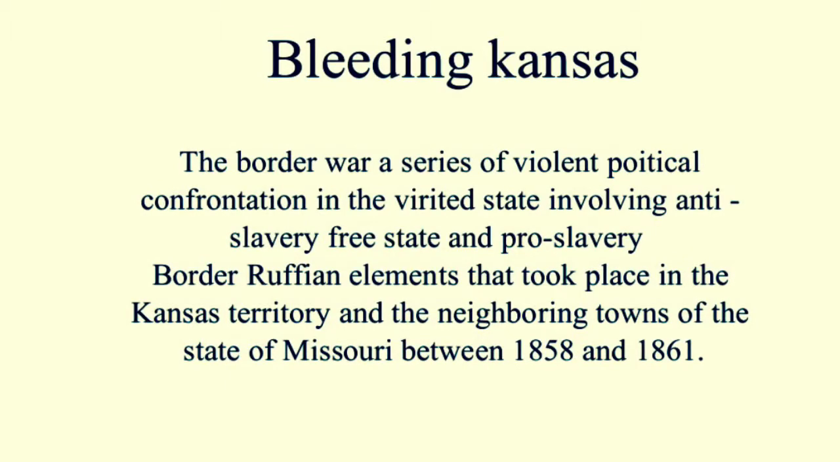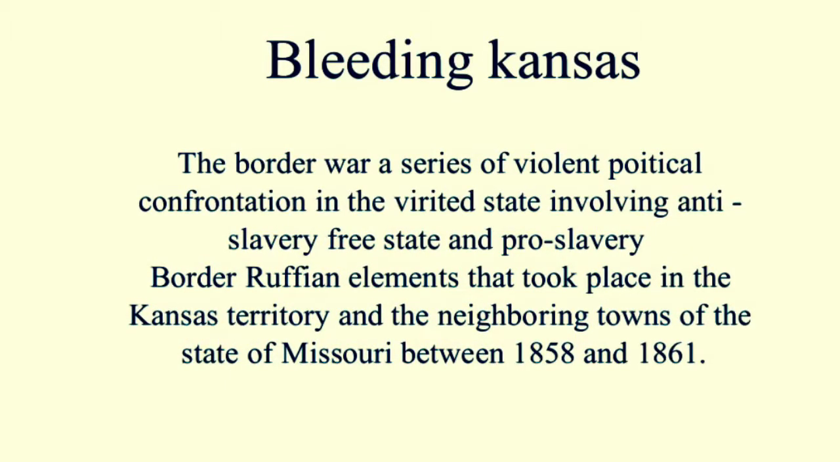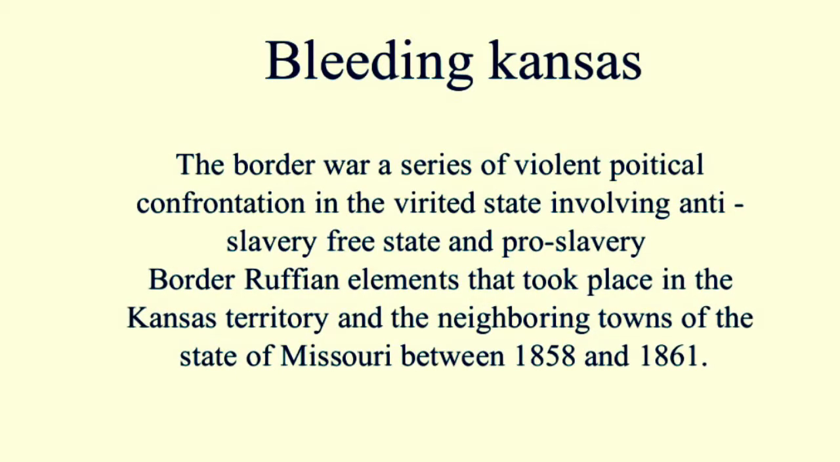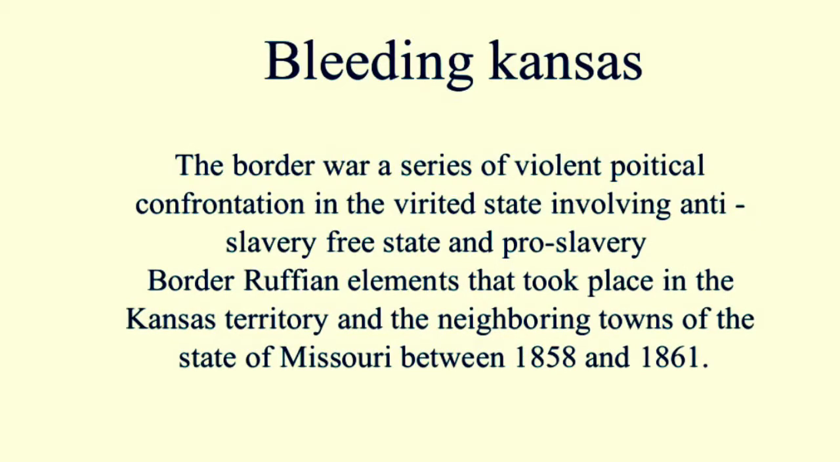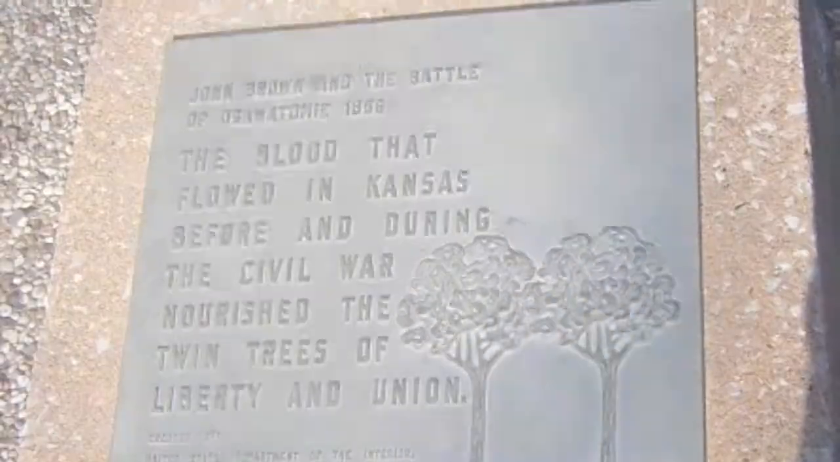Bleeding Kansas. The Border War was a series of violent political confrontations in the divided state involving anti-slavery, free state, and pro-slavery, border ruffian elements that took place in the Kansas Territory and the neighboring towns of the state of Missouri between 1858 and 1861.